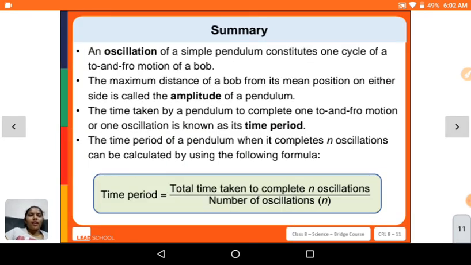Now let's take a quick summary. An oscillation of a simple pendulum consists of one cycle of to and fro motion of the bob. The maximum distance of the bob from its mean position on either side is the amplitude of the pendulum. The time taken by the pendulum to complete one to and fro motion, or one oscillation, is the time period, and it can be calculated by using the formula: time period equals total time taken to complete the oscillations divided by the total number of oscillations.